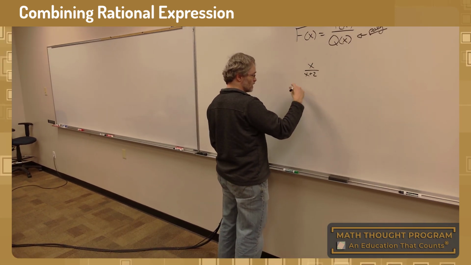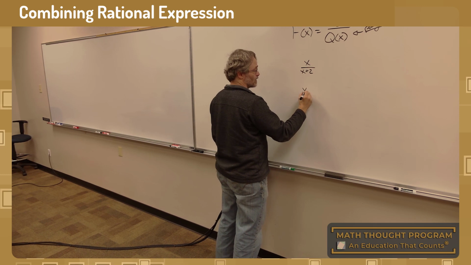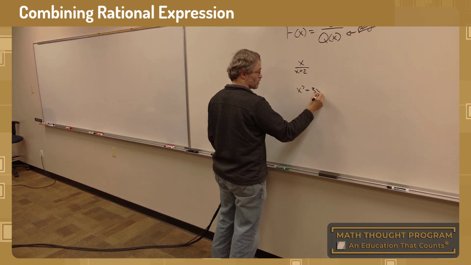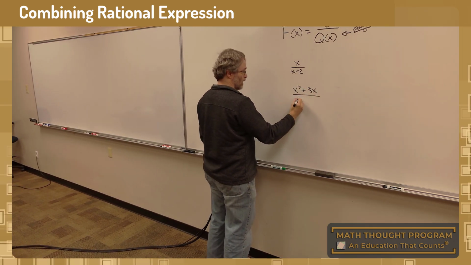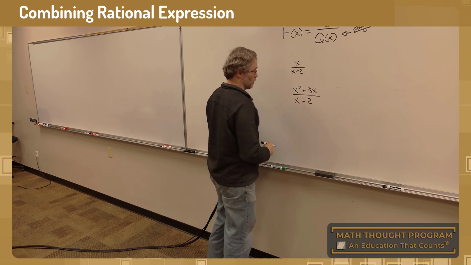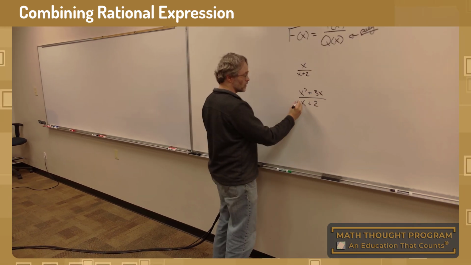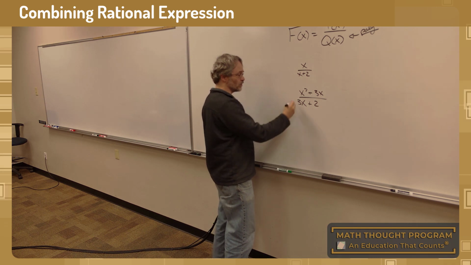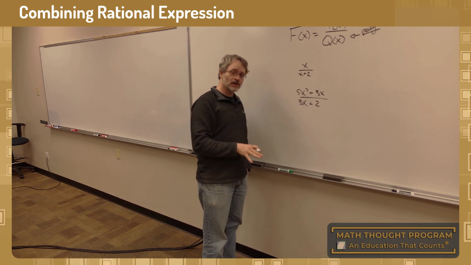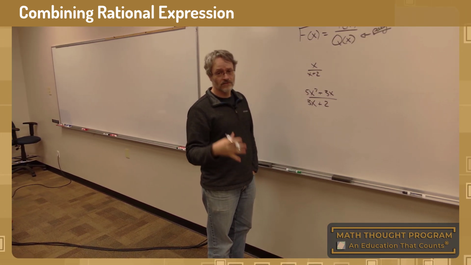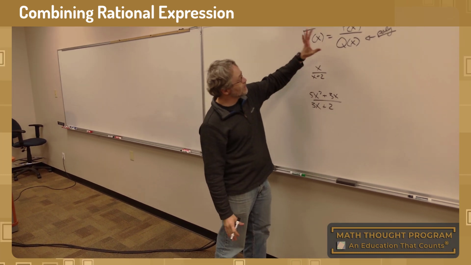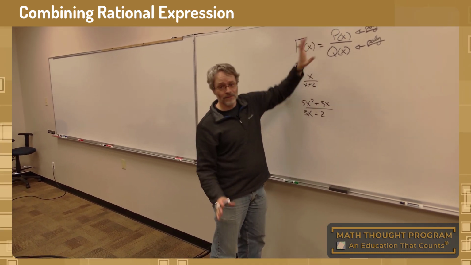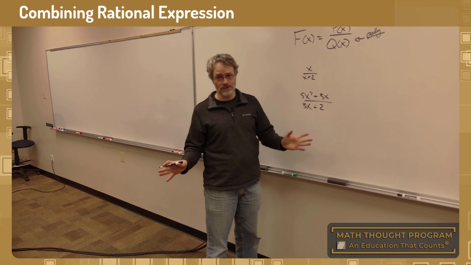Now, another one might be something like x squared plus 3x all over x plus 2. That'd be another one. Or even if I was to put a coefficient of 3 in the front or a 5 up there, that would be another type of rational function. All I really need is the numerator and the denominator, and they both have to be polynomials.